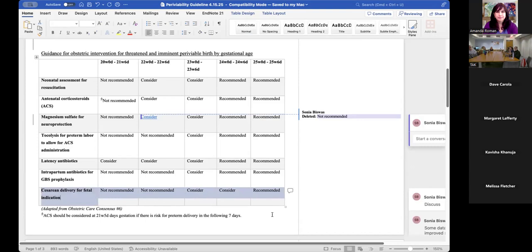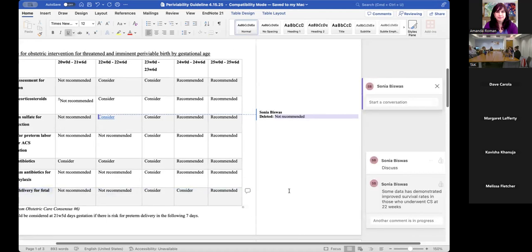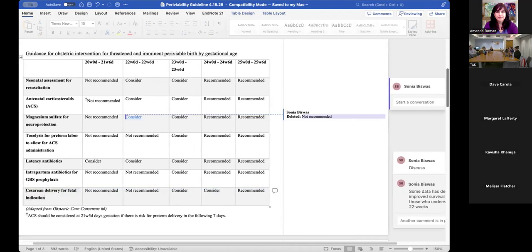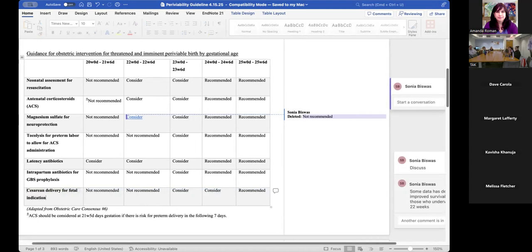I agree. We can leave the first column as it is. We can leave 24 and after, probably 23 and after, the same. The big thing, I think, is 22 weeks. So neonatal assessment for resuscitation, consider, we agree, we just changed that. Steroids consider, stop me, right? Yep. Mag considered. So tocolysis for preterm labor.